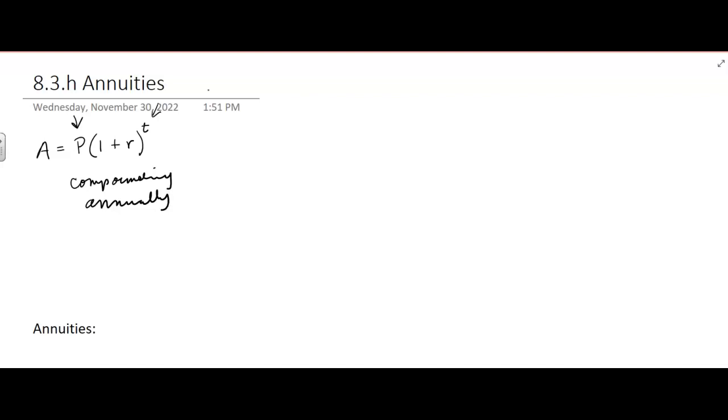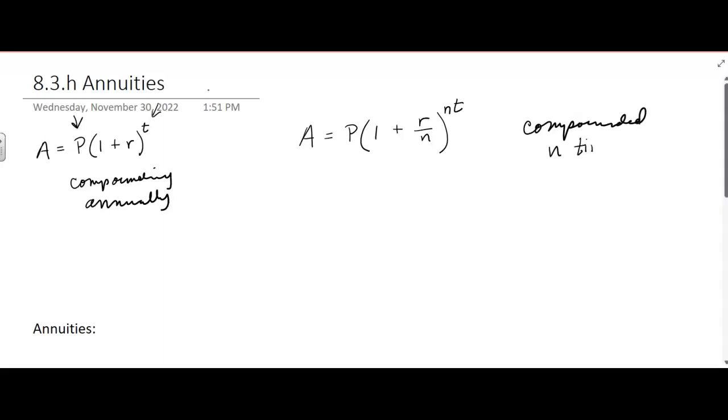Then we had another formula that was P times (1 plus R divided by N) to the NT, and that's compounded N times per year. So if it's quarterly, then N is 4. If it's monthly, N is 12. And we did some problems like that.